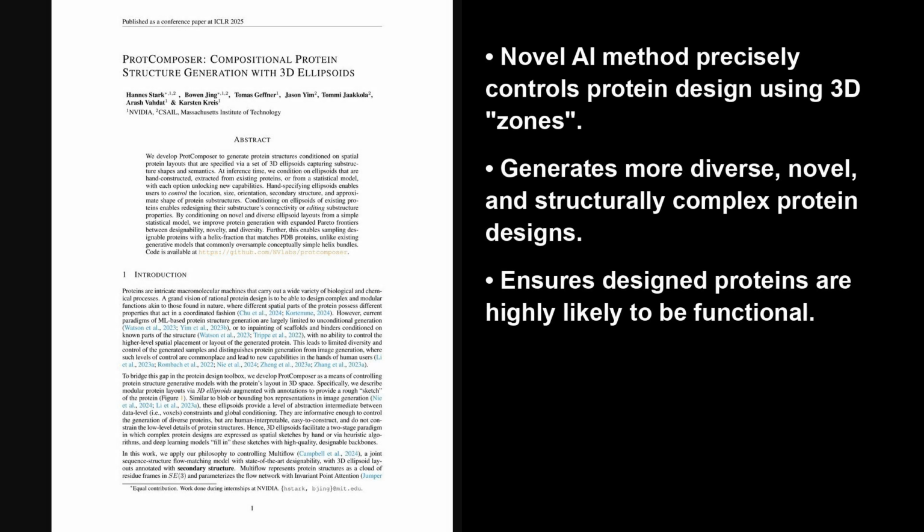So to wrap up, we've seen how ProtComposer offers remarkable control over generating protein structures by using these 3D ellipsoid layouts. This isn't just about making proteins that fit shapes. It's about significantly boosting their diversity, novelty, and compositional complexity, all while ensuring they remain highly designable, meaning they're likely to be functional. This fine-grained spatial control is achieved, in part, through a special network mechanism called invariant cross-attention, or ICA. Ultimately, ProtComposer presents a powerful new avenue for rational protein design.